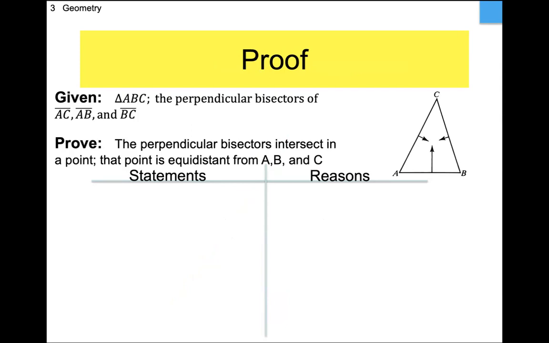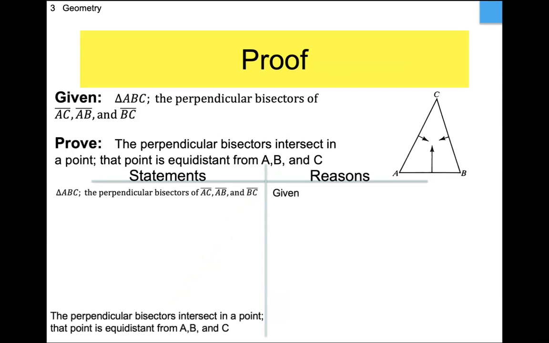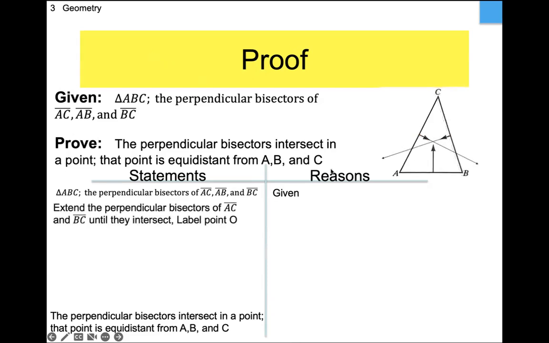So I got a triangle, and I got 3 perpendicular bisectors. This proof is very similar to the previous one, and it starts off simply by extending 2 of those perpendicular bisectors. So I'm going to extend the perpendicular bisector of AC, and I'm going to extend the perpendicular bisector of CB. So in other words, I'm extending that one, and I'm going to extend that one. Now, clearly, if I were to do that, they would meet, and that meeting point I'm going to call point O.